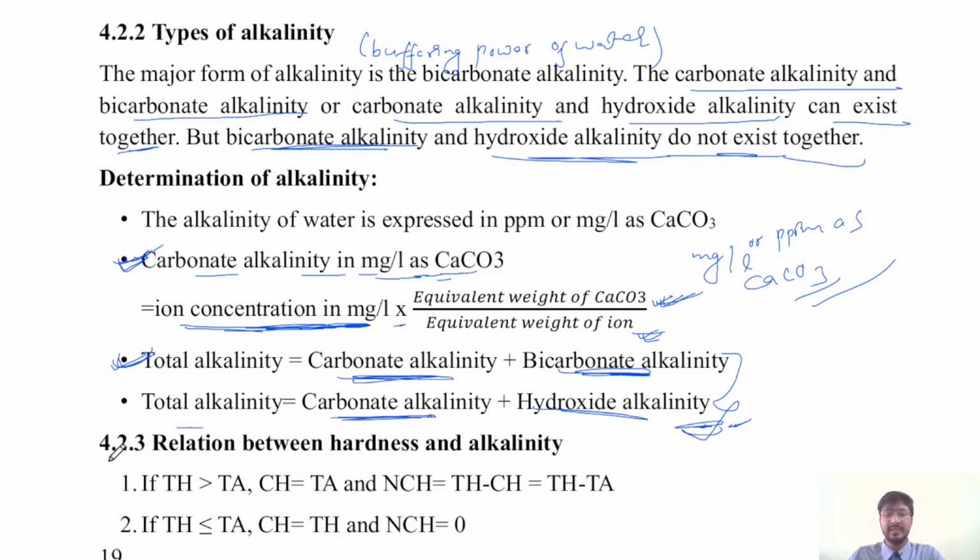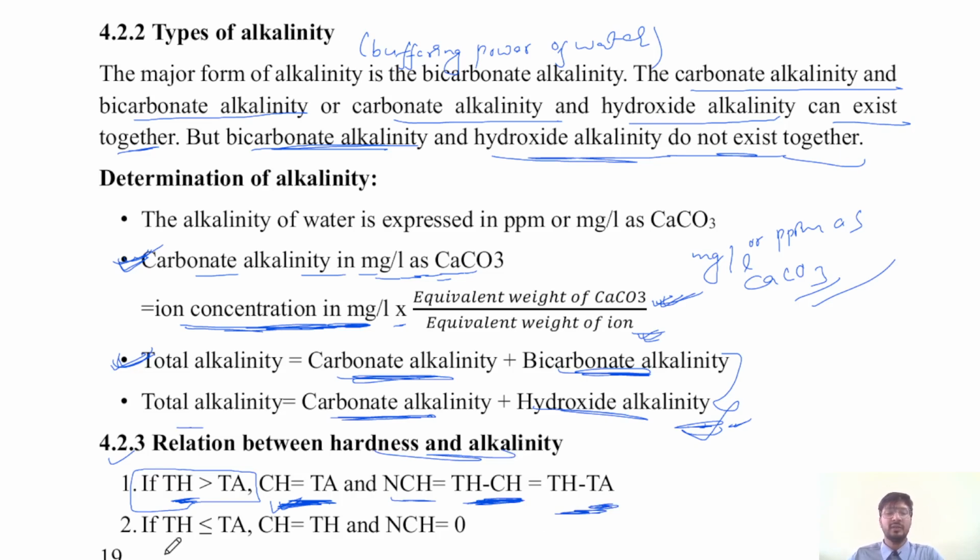Here is the relationship between hardness and alkalinity. If the level of total hardness is greater than total alkalinity, the carbonate hardness is equal to total alkalinity, and non-carbonate hardness is equal to total hardness minus carbonate hardness, that is, total hardness minus total alkalinity.